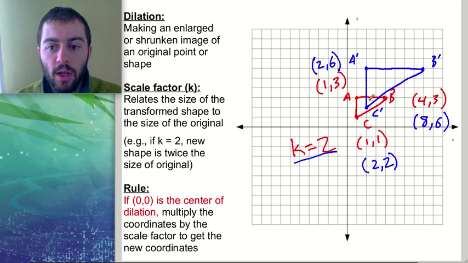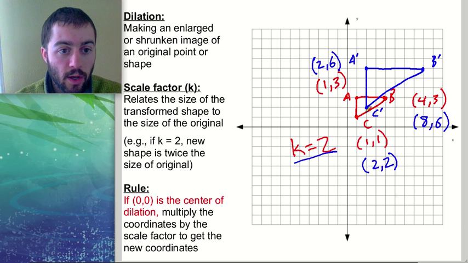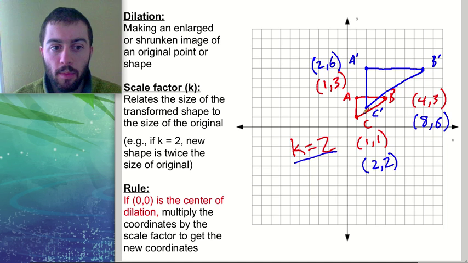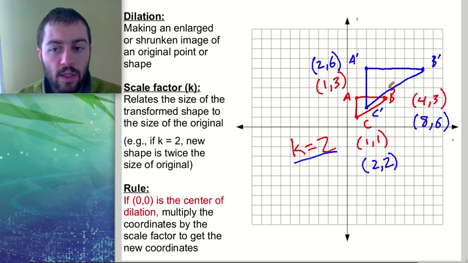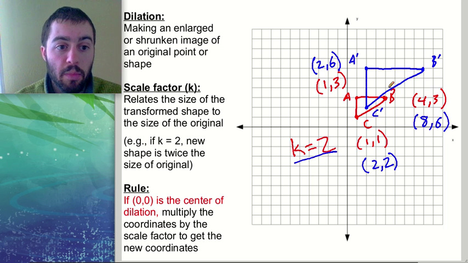All right, so if we look at this, we have the same shape that we started with. It's just bigger, or in some cases it could be smaller, but in this case it ended up bigger. So it's the same shape. It's similar because the proportions of the sides are all the same, and the only difference is the size of the shapes. The orientation stays the same, the angles stay the same.